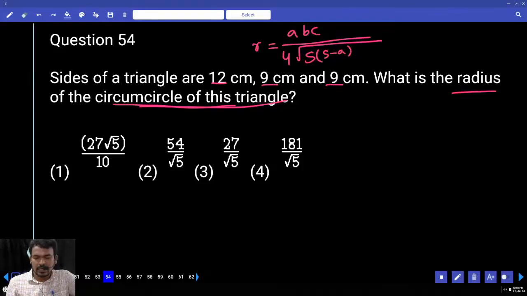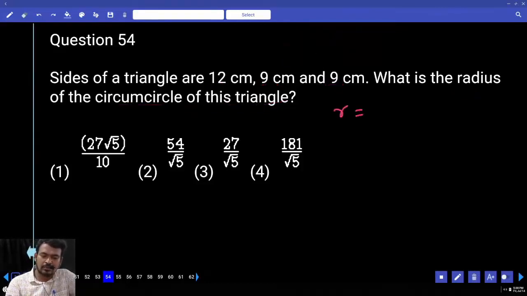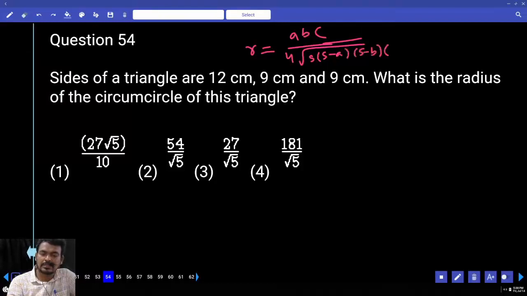Two sides are equal. Means R equal to, two sides are equal. R equal, it will still be the same, no problem. R equal to which one? abc by, actually it is an isosceles triangle. Still it will be the same, no problem. R equals abc by 4 into the square root of S into S minus a into S minus b into S minus c.